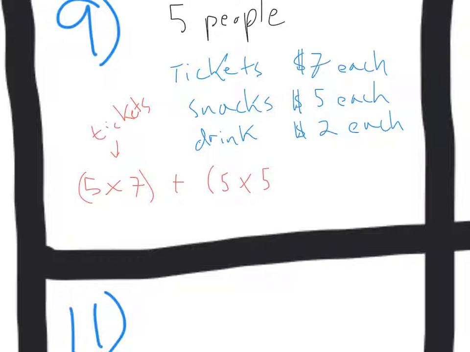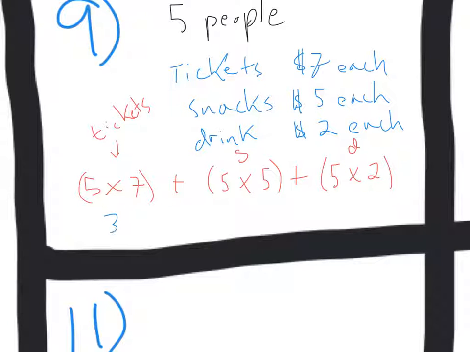Let's go back. Okay, and then you're going to add that to how much they paid for their drinks. Okay, so we've got snacks here. I'm going to put an S for snacks. And drinks, I'll put a D for drinks. Okay, so you've got your tickets, your snacks, and your drinks. Now you can actually do that operation. This is your expression that's going to help you find out how much money you're spending at the movies.